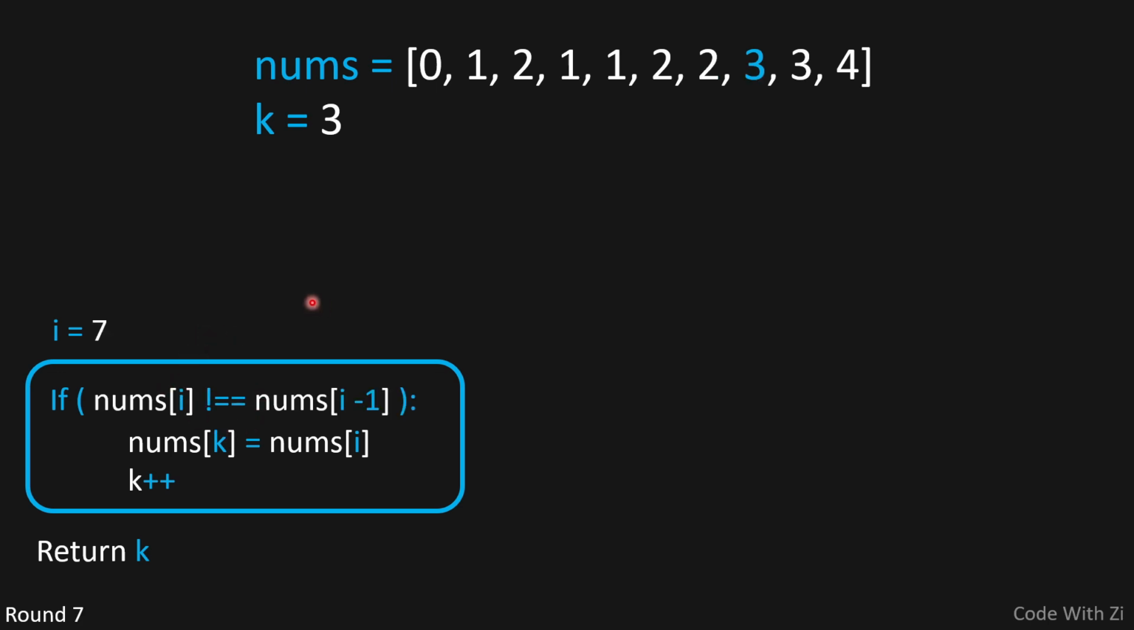In the seventh round, our I is going to be 7. So it's going to be pointing to this number here because this is the number with the index of 7. So numbers of I is going to be 3, and numbers of I minus 1 is going to be 2, as you can see here. So is 3 not equal to 2?